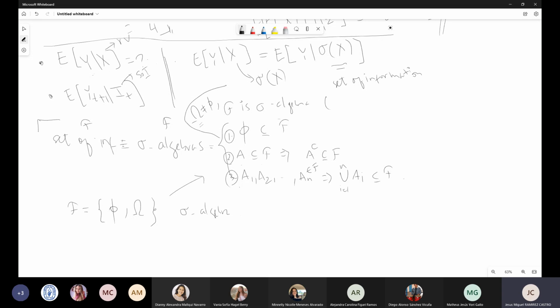No solamente es un sigma álgebra, sino que es el menor sigma álgebra, también denominado trivial, porque o es todo o es nada. Este es el que ya hemos denominado arriba, nuestro I0. Entonces, ese es el I0 para cualquier proceso.